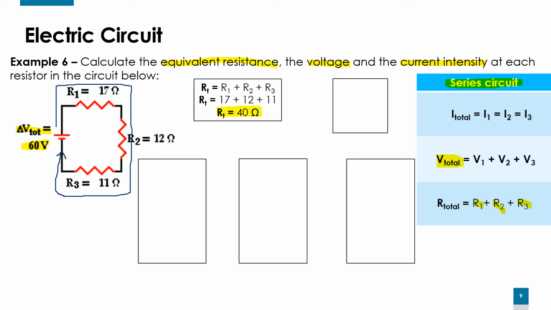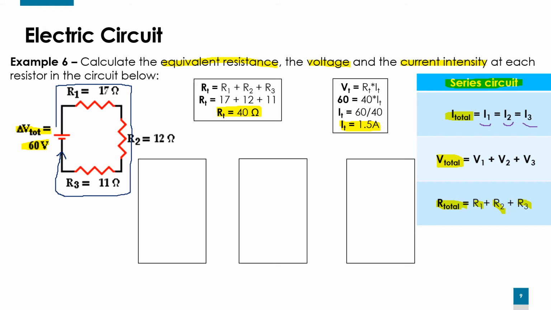From here, I can use Ohm's law to find my total current, because I already have my total resistance and I have my total voltage. So if I apply Ohm's law, I can find the I total. I know my voltage is 6 volts. My total resistance is 40, that I just calculated, so I can find my total current. So it's going to be 6 divided by 40, and I get 0.15 amperes. Okay, if I already found my total current, automatically I know my current 1, my current 2, and my current 3, because they are all the same, right?